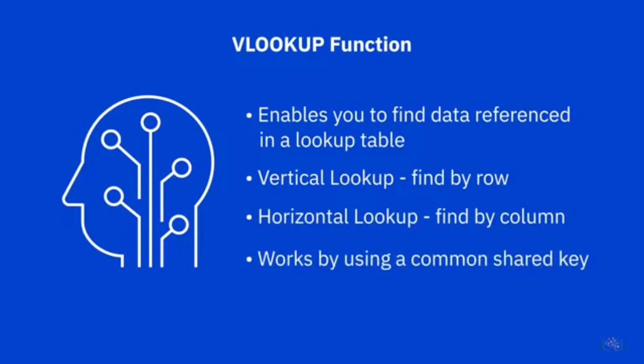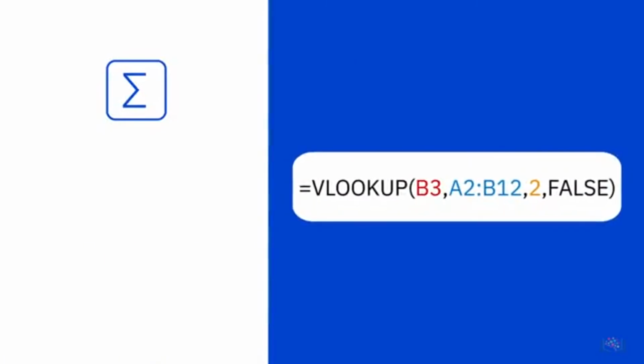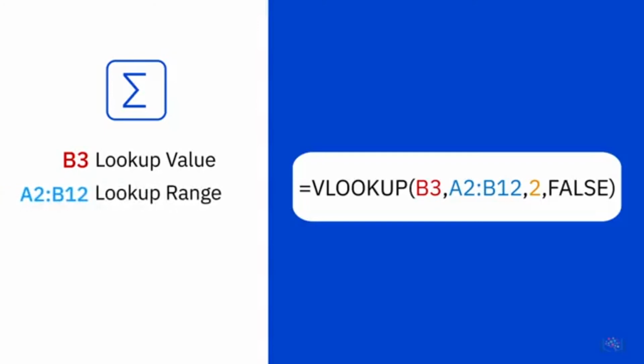VLOOKUP works by using a common shared key between the source data and the lookup data in the lookup table. A typical lookup formula would look like =VLOOKUP(B3, A2:B12, 2, FALSE), where B3 is the lookup value, that is, the value or word you are looking for. A2:B12 is the lookup table or range, that is, the table array or range of cells that contains the lookup value. In a formula, Excel references this as table_array.